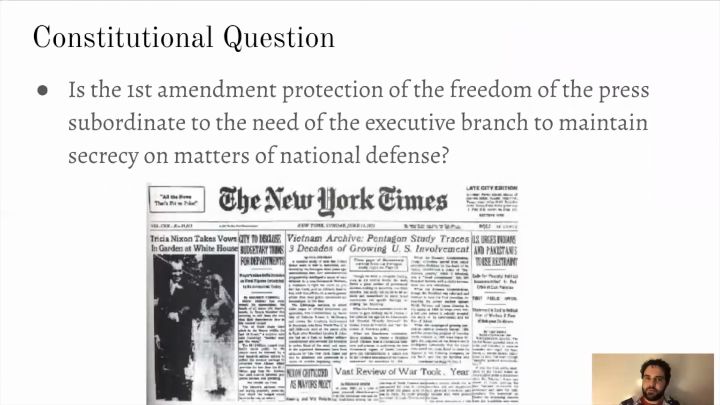The constitutional question raised here is: is the First Amendment protection of the freedom of the press subordinate to the need of the executive branch to maintain secrecy on matters of national defense? Again, is this a tool of the government, this legitimate need for the government to protect people? How far can the government use arguments of national security and national defense in efforts to restrict individual freedom?